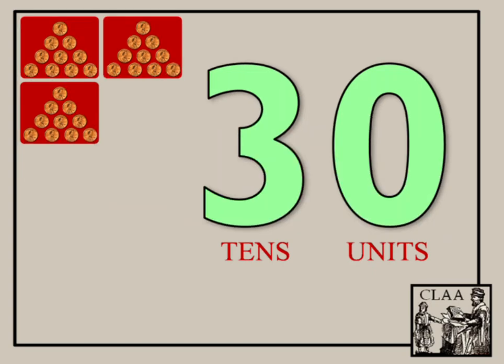Here you can see that we have 3 sets of 10. When we have 3 sets of 10, we have the number 30. 30 is written with a 3 and a 0. The 3 tells us there are 3 sets of 10. The 0 tells us there are 0 units more. 30.